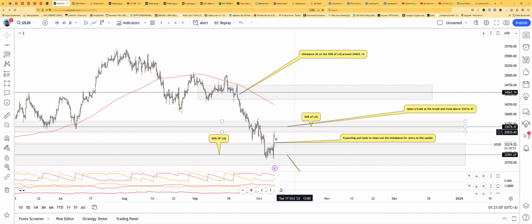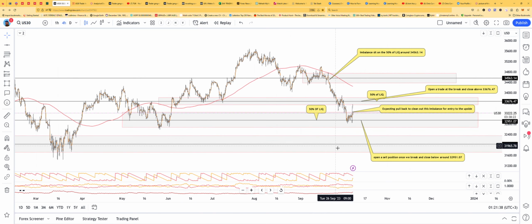So with that being said, this is my expectation, my ideology for this week on the US30. We might continue pushing all the way to the upside. We might go back to the downside. But I'm going to make a decision for either a buy or a sell, depending if we break and close above this zone right here, or we break and close below this zone right here. So that is what we're going to do on the US30.